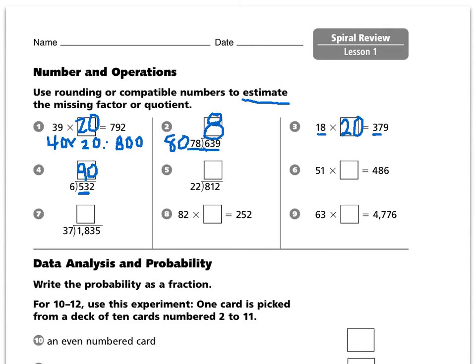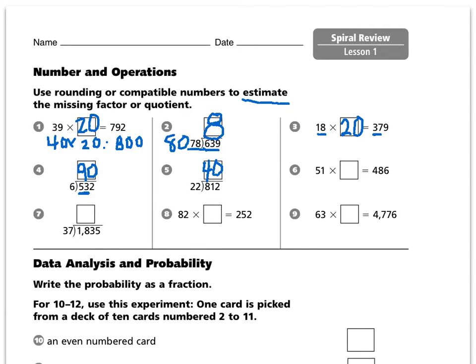Number 5, how many times does 22 go into 812? Well, in order to get 800, I would do 20 times 40, so I would use 40 times 22 to get close to 812.